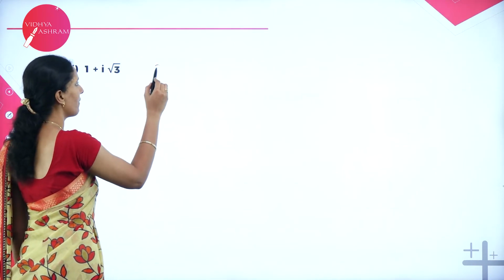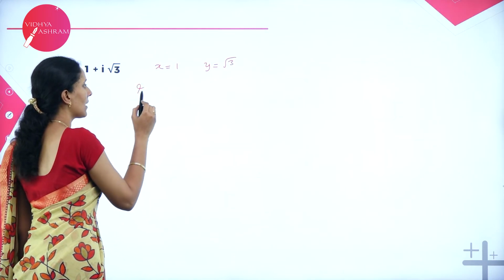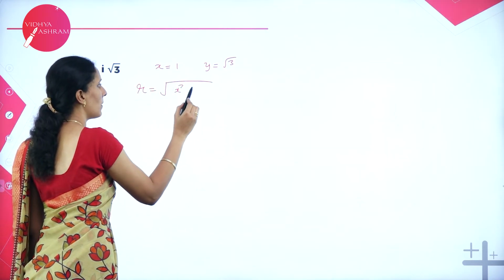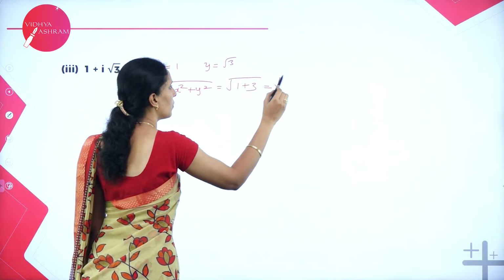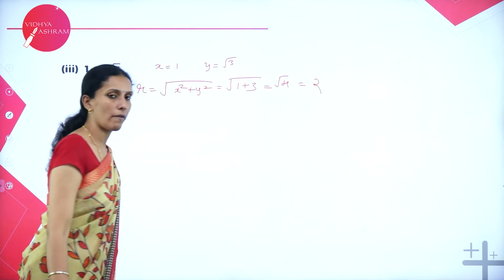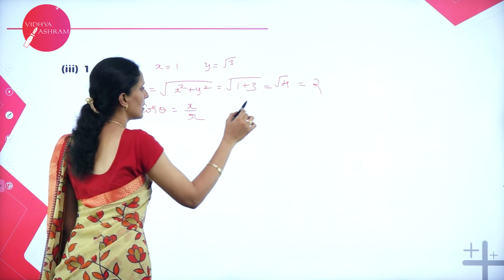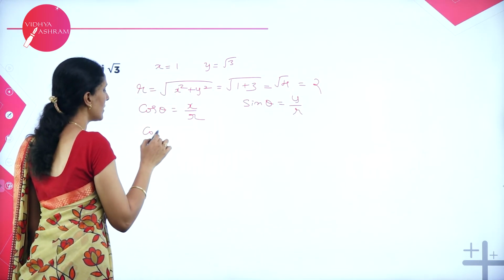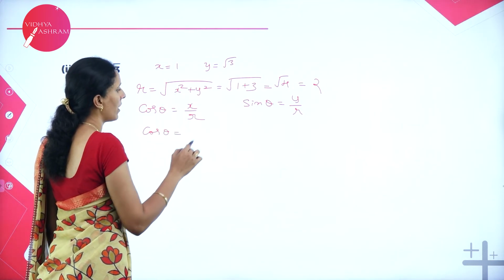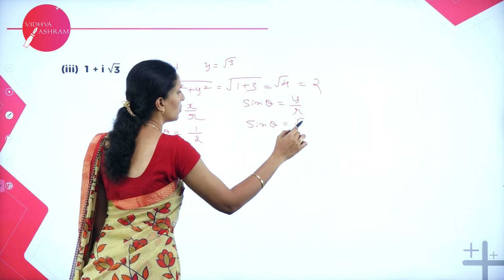Next we have 1 plus i root 3. So clearly we have x is equal to 1, y is equal to root 3. So let us calculate r, which is root of x square plus y square, which is 1 plus 3, which is equal to root 4, which is equal to 2. Now r found, cos theta, which is x by r, sin theta, which is y by r. So cos theta is 1 by 2 and sin theta is root 3 by 2.